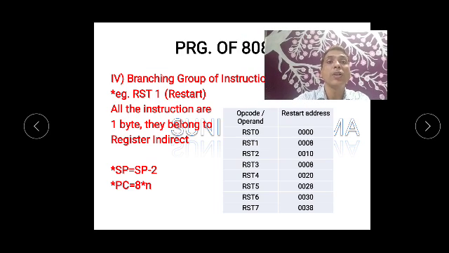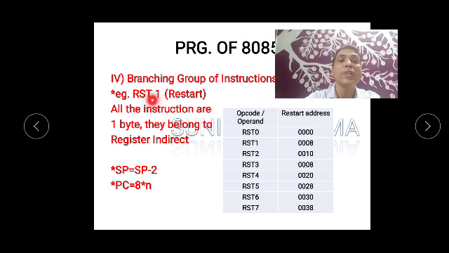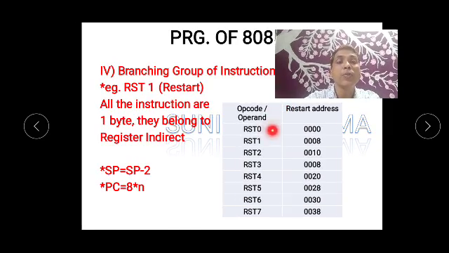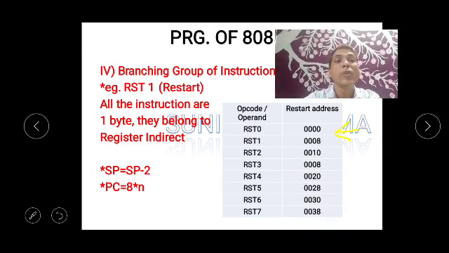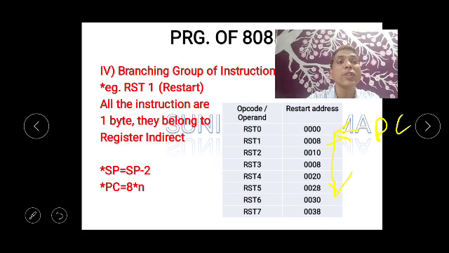Now let's take which are the 8 instructions. Suppose an example is RST 1. All the instructions are 1 byte, and they belong to register indirect. It is similar to what you did with CALL. You were executing some program, and then it will just multiply by 8. Suppose I write RST 0, so 0 into 8 is 0. Now remember, this address will be taken by the program counter. All the instructions' addresses will be taken by the program counter, like in this case RST 1.